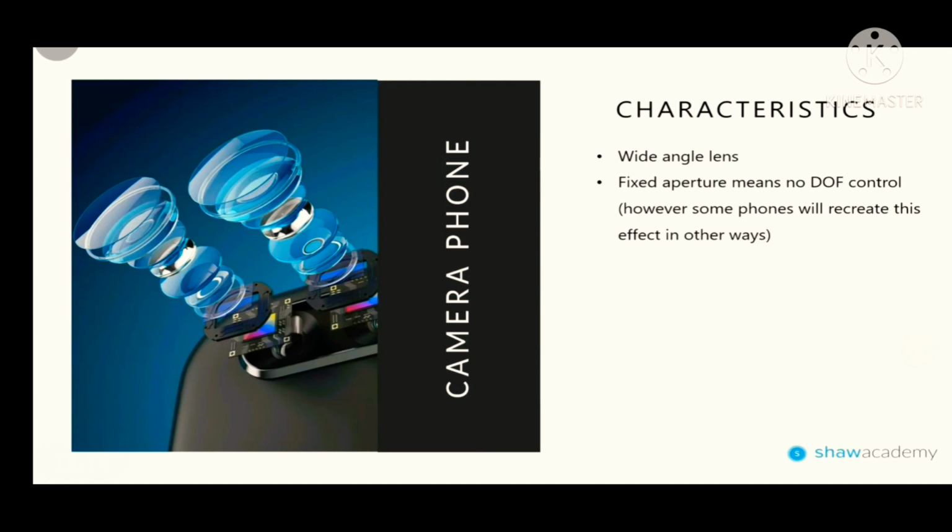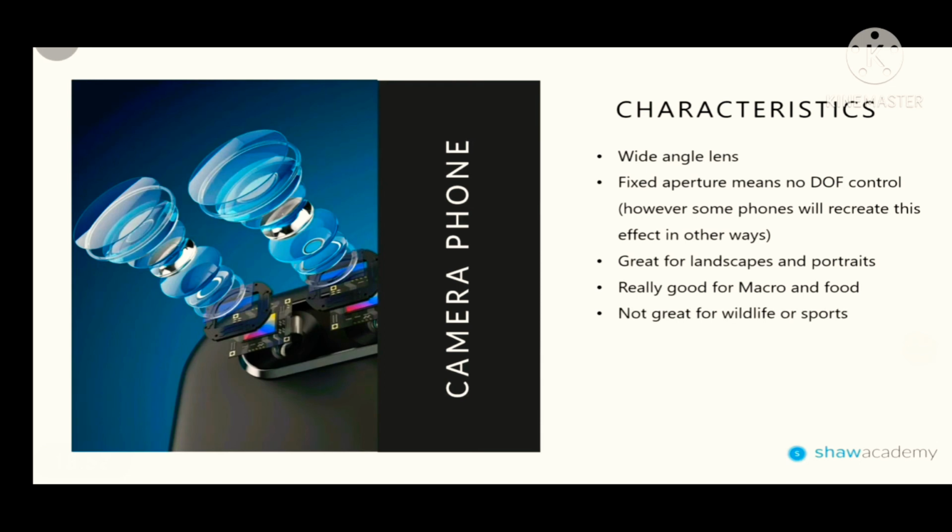But we can achieve depth of field in other ways, and that is by getting closer to the subject. So if you're doing, say, macro photography, you simply hold the phone closer to the subject, and it'll create a depth of field. Some other phones will also try to recreate this effect in other ways, whether it's through post-editing, applying different filters and that. But it's not really the same as controlling it properly through our lenses. But they're great for everyday use, particularly for landscapes and portraits, and they're really good for macro and food because we're actually able to get that lens in very, very close to the subject.